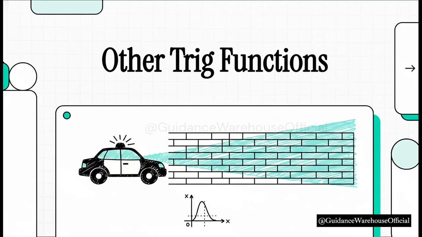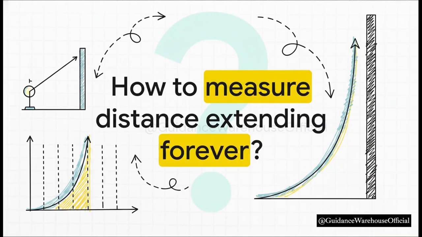Picture a police car parked right next to a massive warehouse wall at night. Its rotating light is flashing across the brickwork over and over. If we use time as our input, how would you actually calculate the distance that beam of light travels across the wall? Here's the wild part about this setup.